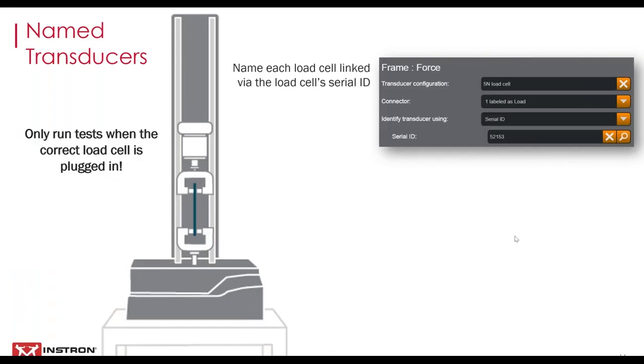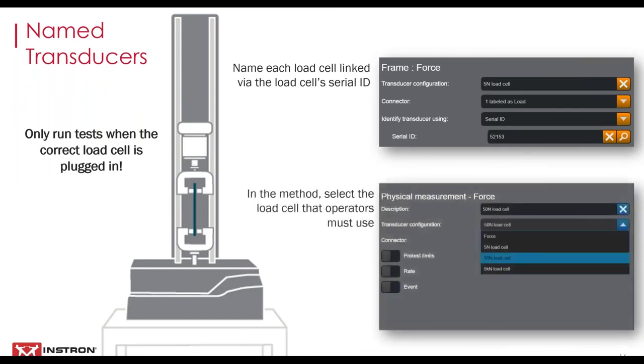So in this example, I'm calling this load cell my 5 kilonewton load cell. And then link that name with the transducer serial ID. And then in the method, select the load cell as the required physical measurement. And it's really that simple. That means that in my method, say I have method A, a user can only run a test with method A if they're using the appropriate load cell. So it really helps prevent mistakes.